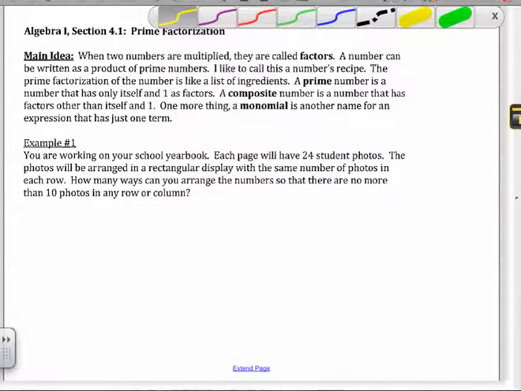So some prime numbers are 2. It's the only prime number that's even, because every other even number, 2 goes into it. 3 is prime. 5 is prime. 7 is prime. Is 9 prime? No, because 3 goes into it. How about 11? 11 is prime. 13? Yep, 13 is prime. 14? No, it's even. 2 goes into it, 7.